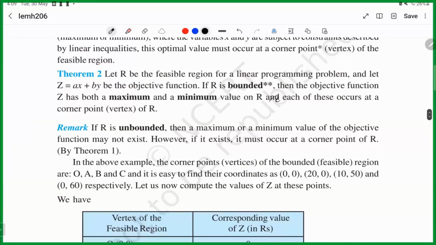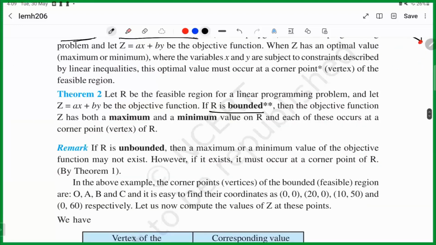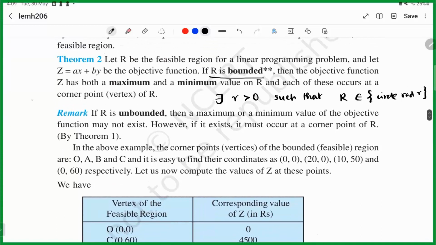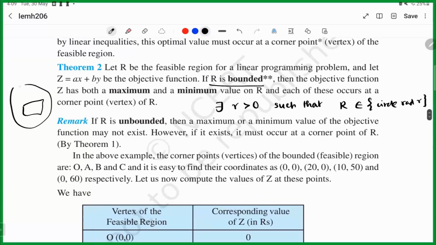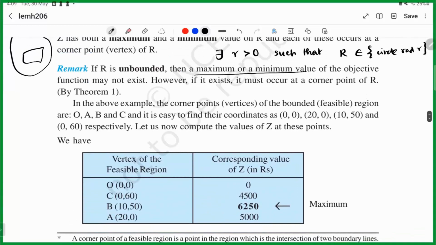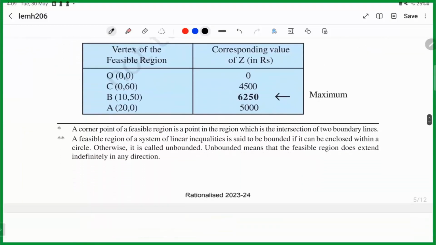The theorem also says that if R is bounded, and what is the definition of bounded? That there exists a circle of radius r greater than 0 such that R is contained in that circle. That is the definition of bounded. Any bounded region can be enclosed by a circle of a certain real radius. If R is unbounded, then there need not be an optimal point.